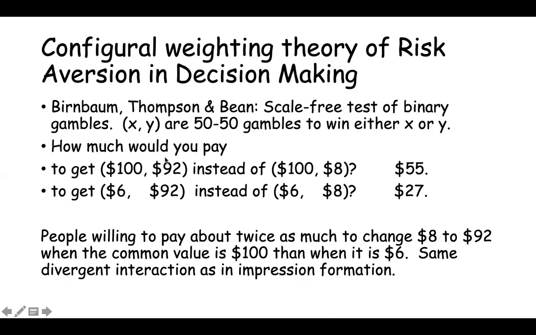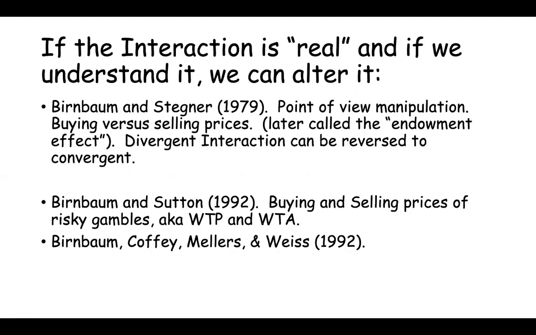But notice if you have an additive model, the 100 is the same, and this is just the difference between 92 and 8. And here 6 is the same, and this is again just the difference between 92 and 8. So if you have an additive model, those differences should be the same. And yet people are willing to pay about twice as much to get a 92 instead of 8 when the common value is 100 than when it's 6.